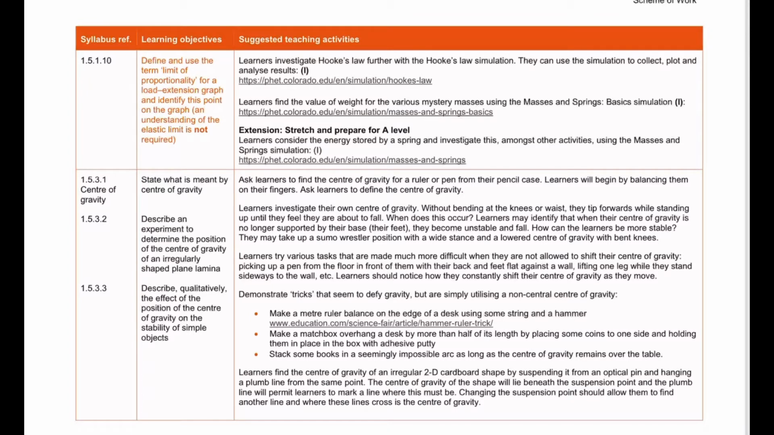Key concept 1.5.3.1 Center of gravity. Learning objectives. State what is meant by center of gravity. Describe an experiment to determine the position of the center of gravity of an irregularly shaped plane lamina. Describe quantitatively the effect of the position of the center of gravity on the stability of simple objects.